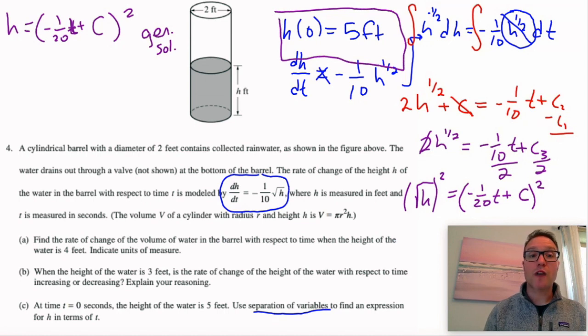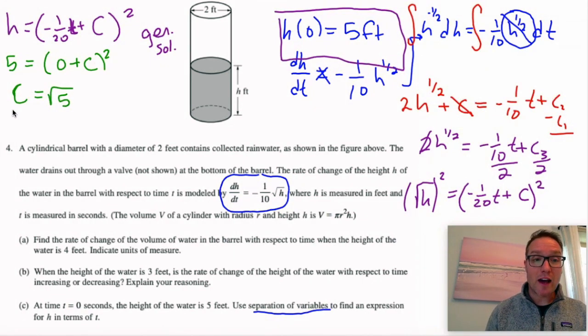h of 0 is 5. So I am going to plug in 0 for t and set it equal to 5. So the height is 5. t is going to be 0. So I get c squared equals 5. So I guess that means c equals radical 5. Great. That's also not my answer. Don't stop there. Don't stop me now, as Queen says. h equals negative 1/20.